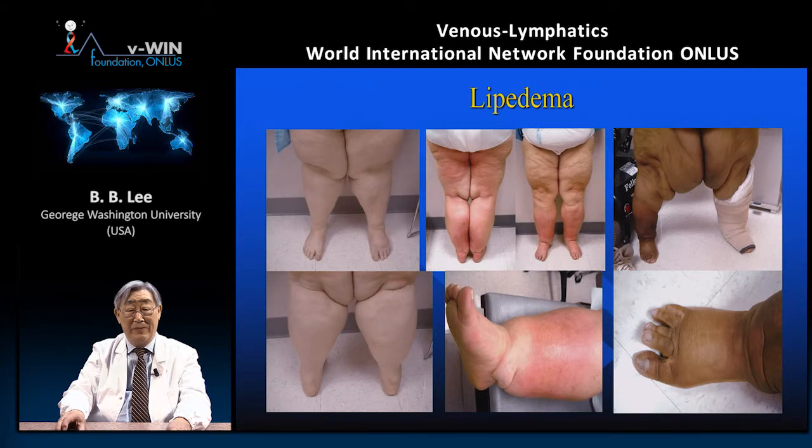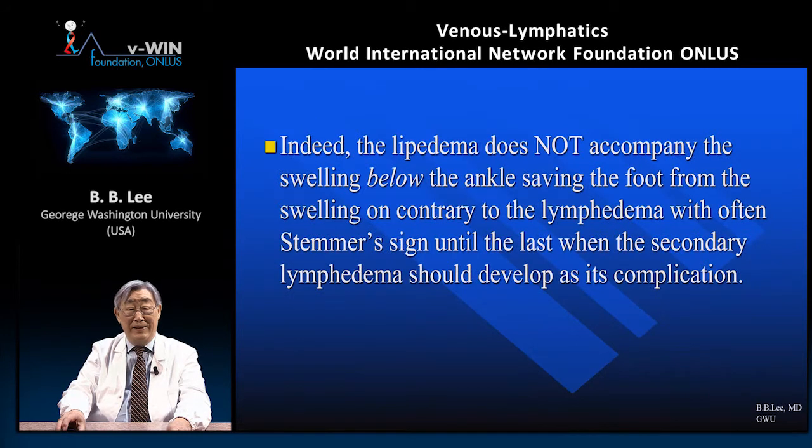And this is a lipedema. Please look at the ankle area to be sure. As you see, the swelling stopped right at the ankle level, and the foot and toes are saved from lymphedematous swelling. Indeed, lipedema does not accompany swelling below the ankle, saving the foot from the swelling, in contrast to lymphedema, with often Stemmer sign you are familiar with, until the last, when secondary lymphedema may develop as a complication of the lipedema.